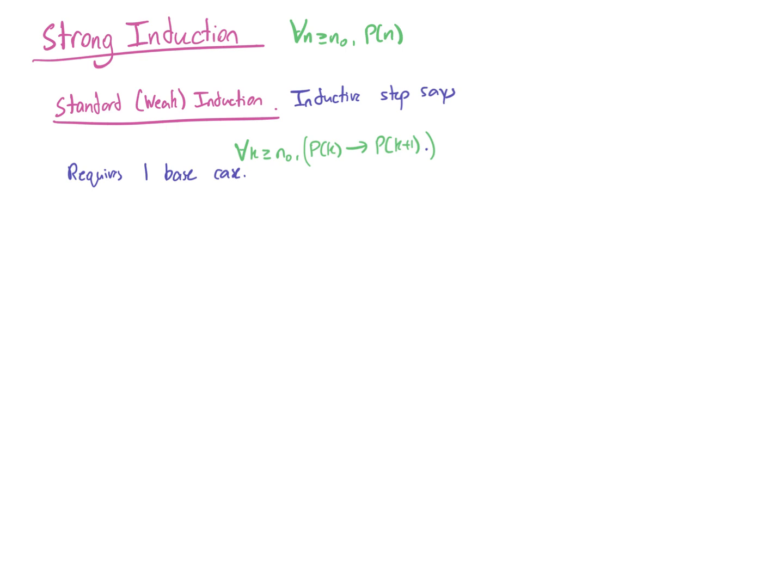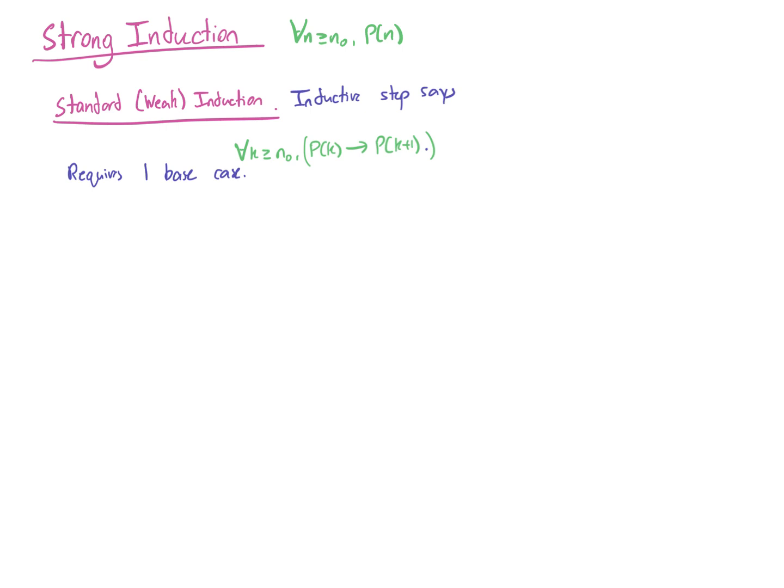So in standard or weak induction, what we do in the inductive step is to show that for all k greater than or equal to the base case n naught, p of k implies p of k plus 1. So this is our standard math induction approach to the inductive step. And when we do this, for the base case, we just have to prove the base case for n naught, and that's it, we're done. Now, when we do strong induction, we give ourselves more information in the inductive step.